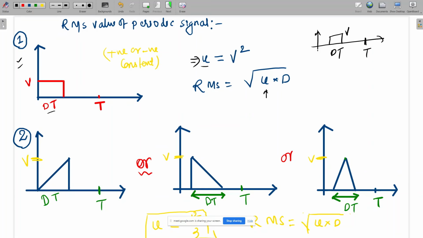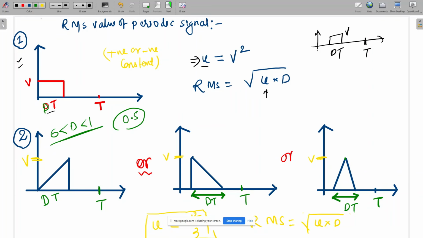And what is this T? T is the time period. And this D is the duty of the pulse, meaning for this much time it is appearing. D varies from 0 to 1. Duty ratio means on time, that is, the pulse is appearing for this much of the total time period T. So if D is equal to 0.5, it means this pulse is available for 50% of the time period. You got it?